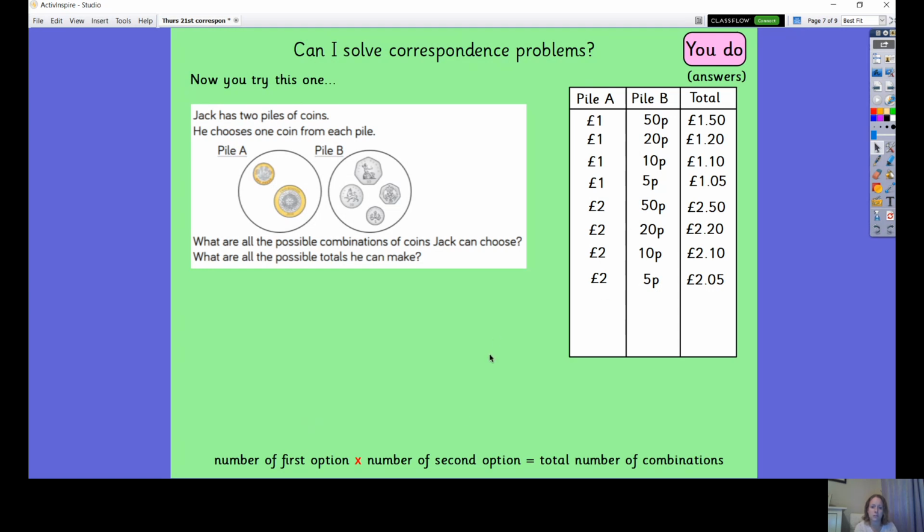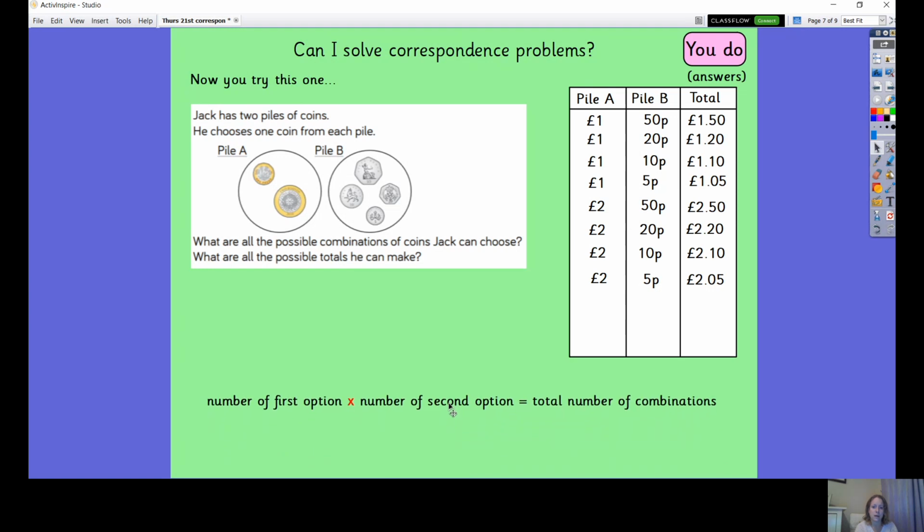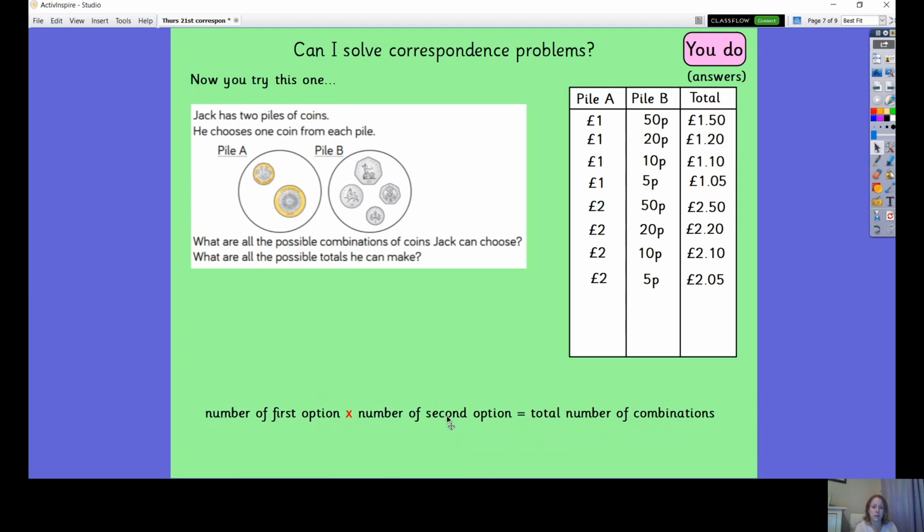So that has worked. My little rule down the bottom here is still working for me at the moment. This isn't the rule in every puzzle we ever have, by the way, but it is a rule that works in these kinds of instances. So the number of the first option, which is 2, times the number of the second option, which is 4, equals the total number of combinations, which is 8. And then we've got what are all the possible totals that he can make, and all the possible totals are down the side.